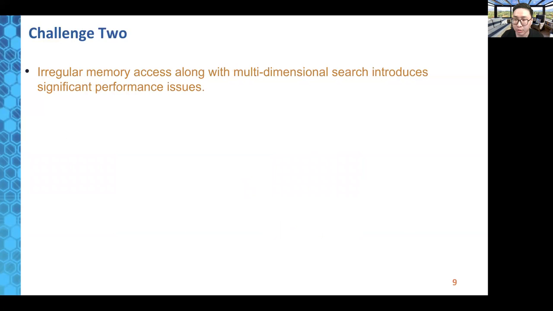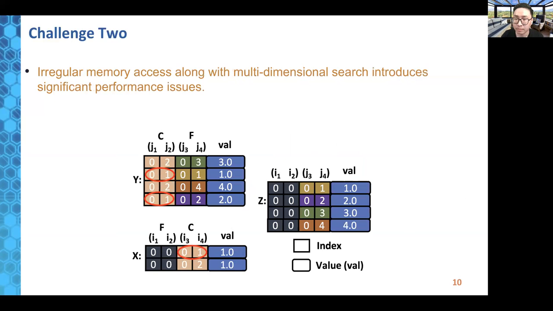The second challenge is that irregular memory access, along with multidimensional index search to the second input tensor and the accumulator, introduces performance problems. In this example, irregular memory access causes severe performance problems in spatial and temporal locality.